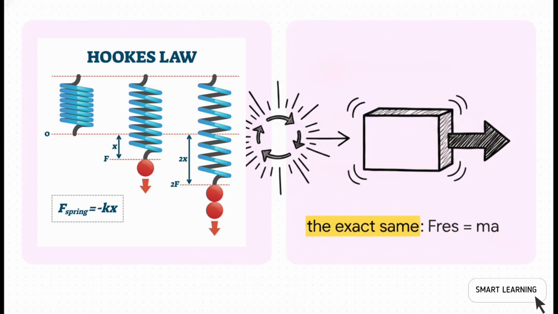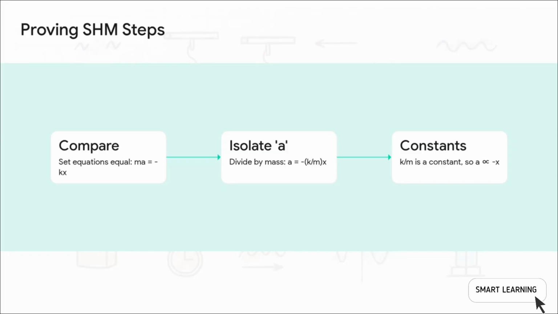On the other hand, we have the mass's perspective, courtesy of Newton's second law of motion. The restoring force creates an acceleration in our block, giving us F-res equals mass times acceleration, or m times a. It's pretty cool when you think about it. Two totally different laws describing the exact same restoring force. So let's smash them together and watch this equation collision happen.